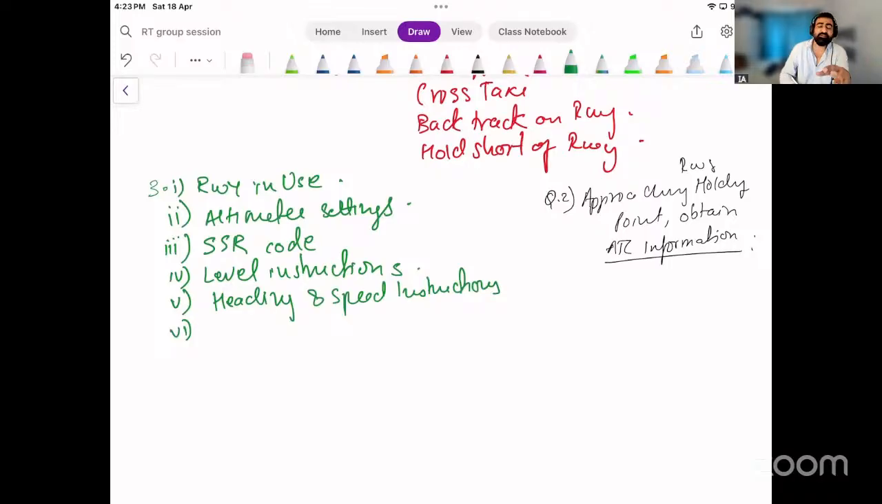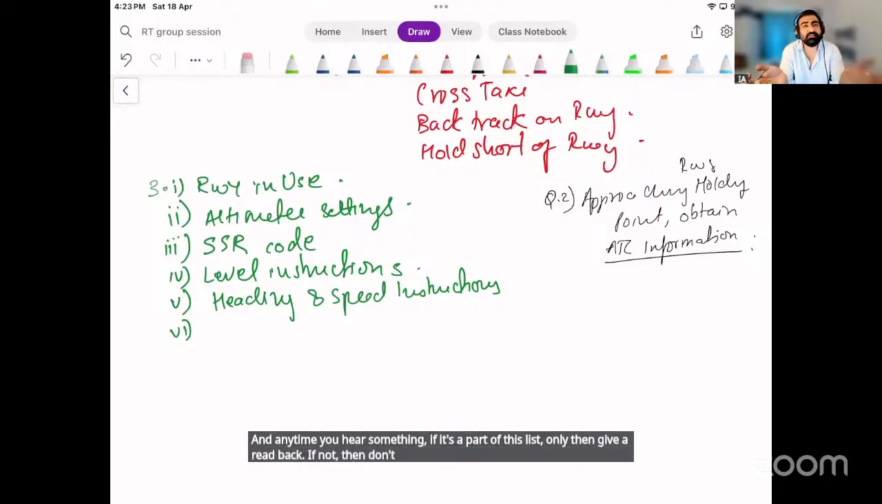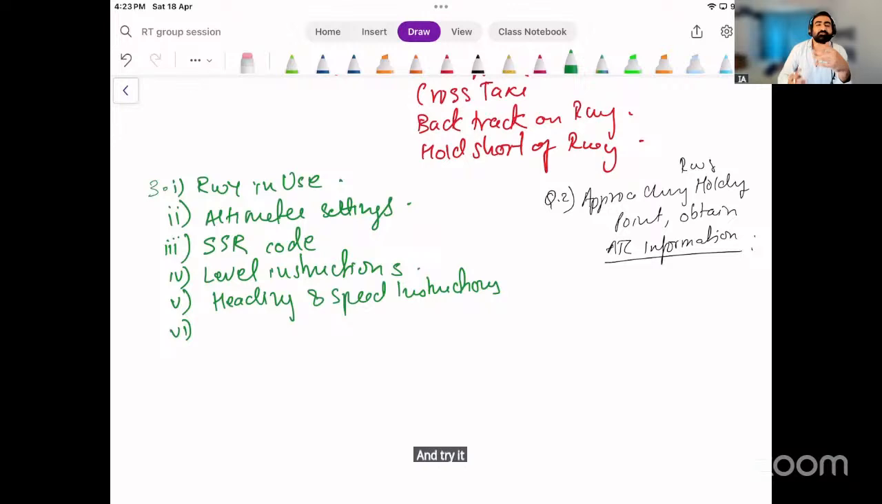For the next few times that you practice calls, keep this list open. Anytime you hear something, if it's a part of this list, only then give a readback. If not, then don't give a readback. That way it will become short. Try it, and if you miss something essential, I'll tell you not to miss it.